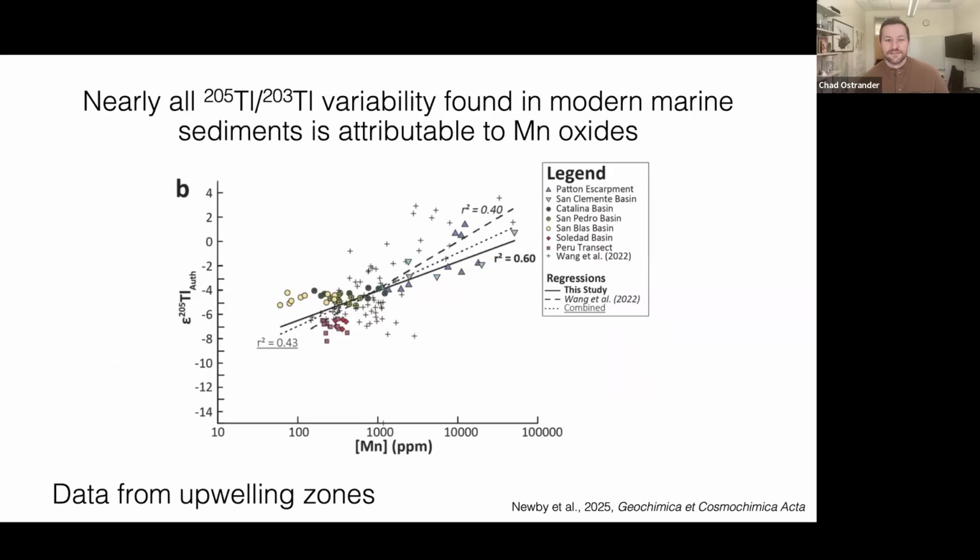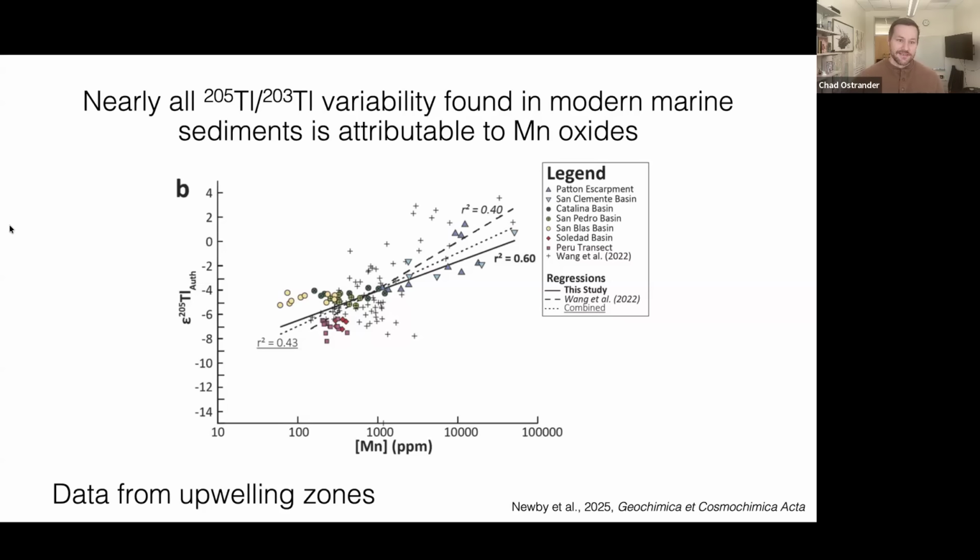Nearly all of the thallium isotope variability found in modern marine sediments is attributable to manganese oxides. Again, this is a really unique effect. We're really lucky that thallium isotopes are subjected to this surprisingly large fractionation effect during interactions with manganese oxides. And really, no other process can drive the same magnitudes of fractionation. You can get some scatter from other isotope fractionation processes, but those processes are about an order of magnitude smaller in magnitude.